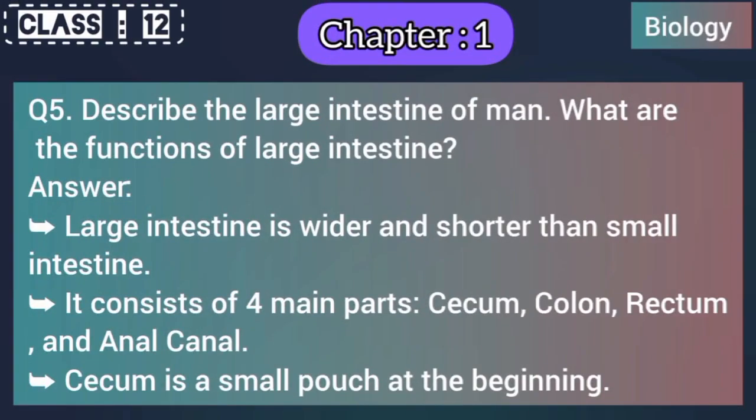Q5. Describe the large intestine of man. What are the functions of large intestine? Answer. Large intestine is wider and shorter than small intestine. It consists of four main parts: cecum, colon, rectum, and anal canal.